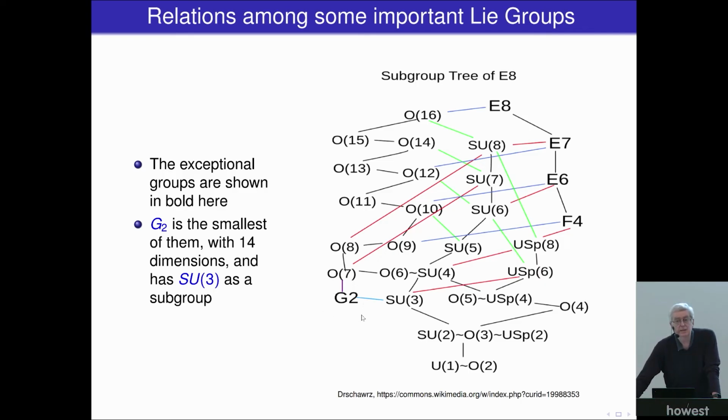These are the exceptional groups in the Lie classification, and they're all finite in terms of dimension. And they, as I say, stand outside of this classification in terms of the infinite series of other groups. G2 is the smallest of them. It's got 14 dimensions. And as you may be able to see here, these lines indicate subgroups.